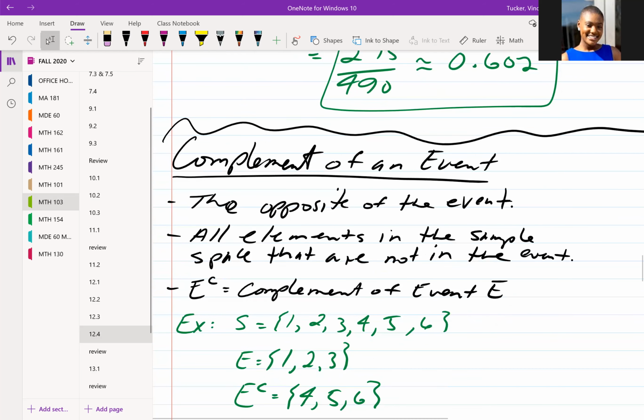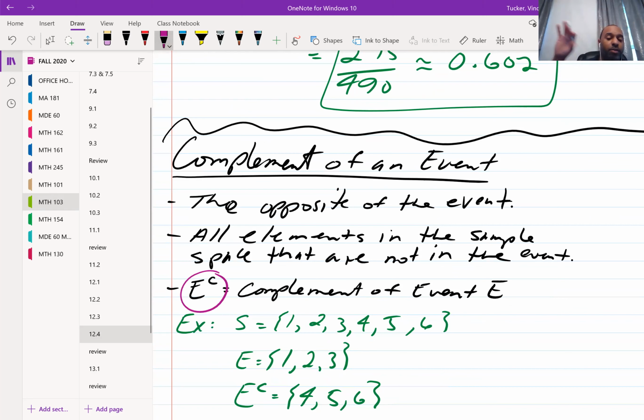So the next thing that we deal with is the complement of an event. The complement is really going to be the opposite of the event that you're referring to. So it will be all elements in the sample space that are not in the event. The way we will represent the complement of event E is by E with the superscript C, like an exponent. So that would be the notation for the complement of event E.